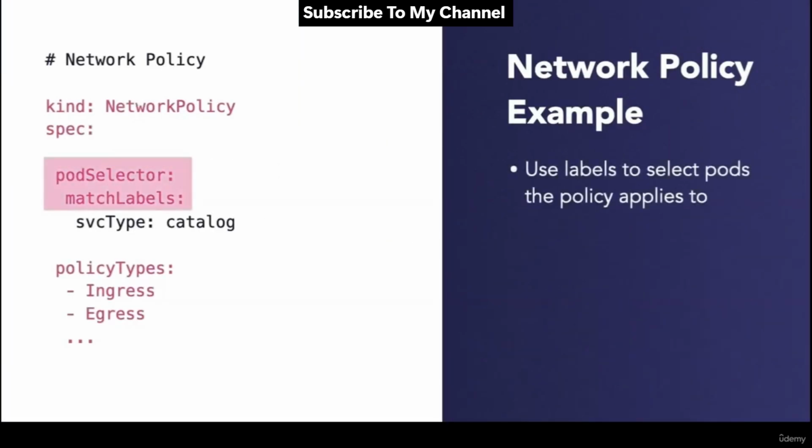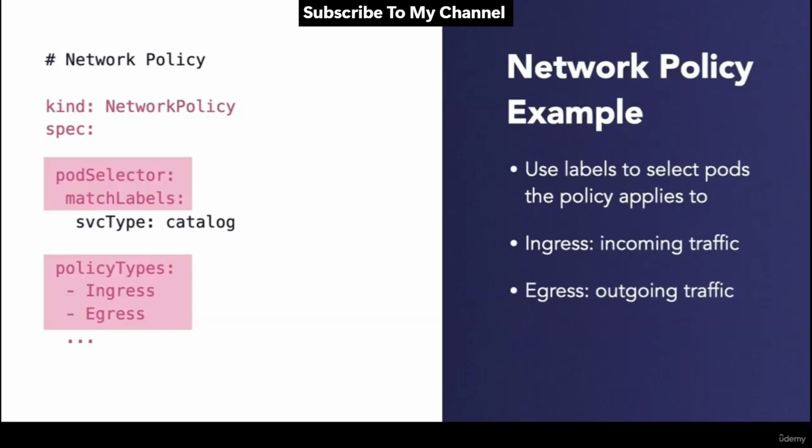You want to start by stating which pods this policy is applicable to. And the mechanism for selecting such pods is through labels. If you don't specify a label, the policy will apply to all pods. Policy type attribute allows you to select whether the policy will apply to ingress, egress, or both types of traffic. Ingress refers to incoming traffic to a pod, while egress refers to the outgoing traffic from a pod.